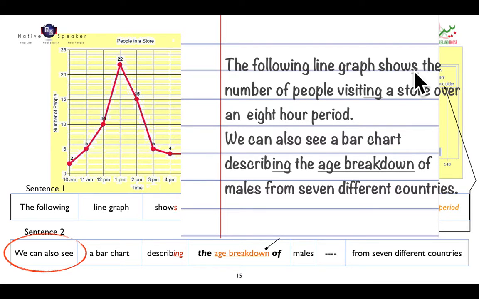You can say the following line graph shows the number of people visiting the store over an 8-hour period. Full stop. We can also see a bar chart describing the age breakdown of males from 7 different countries. That nets us 35 words, which is over a paragraph in the IELTS example of the IELTS report, but also a good report for you.